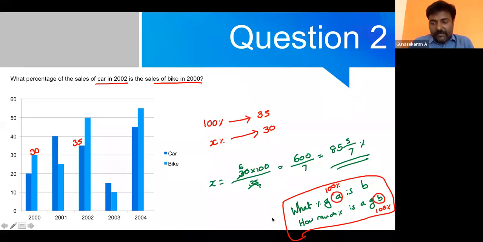See, what percentage of A is B means A will become 100%. B is how much percent? That's the question. How much percentage is A of B means B is 100%. A is how much?